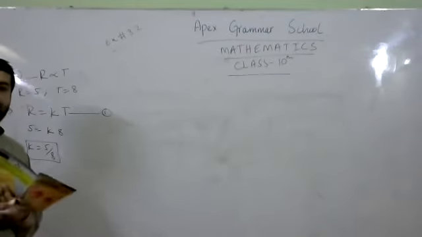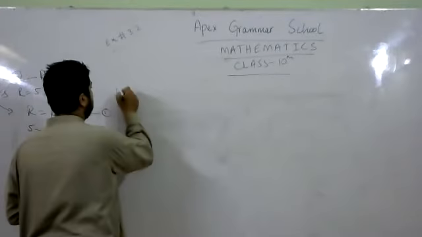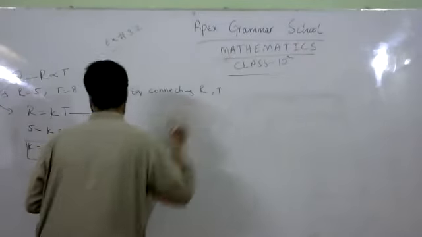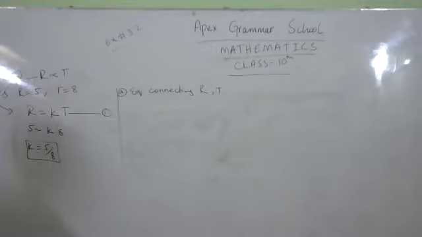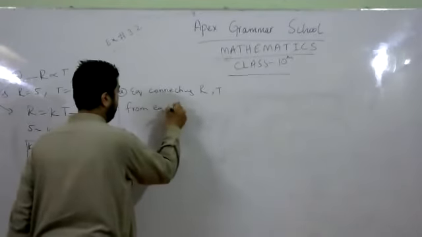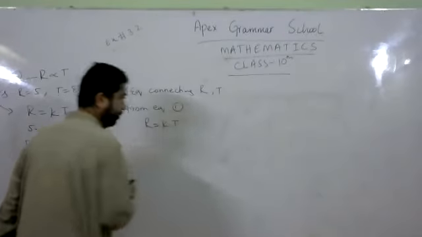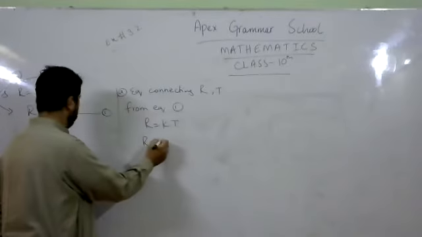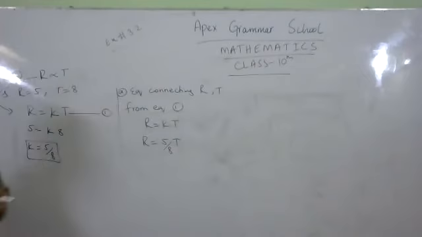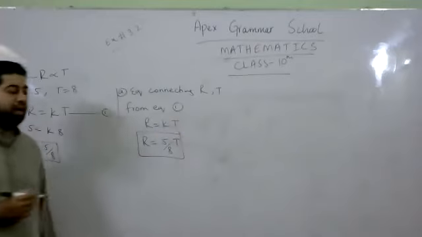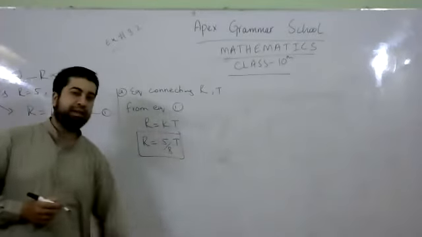Find the equation connecting r and t. The first thing is the equation connecting r and t. How can we find the relation between r and t? That is available in equation number 1. So we can say that from equation number 1, r is equal to kt. Now we need to put only the value of k here. r is equal to 5 by 8 t. This is the relation between r and t. You can say that r is equal to 5 by 8 times t.